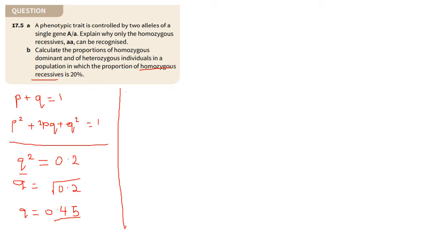I'm just going to draw a line here so you can see where I continue from. So we can then say p plus 0.45 is equal to 1. And that tells us that p would be equal to 1 minus 0.45. 1 minus 0.45 is equal to 0.55, I believe. Yes, that's correct. So it's 0.55 for p.